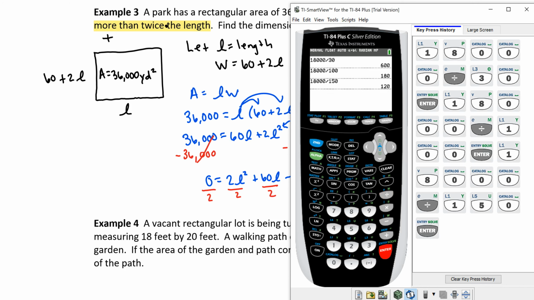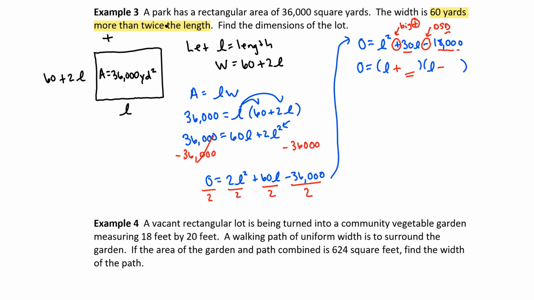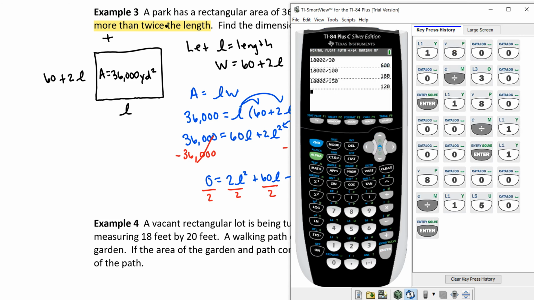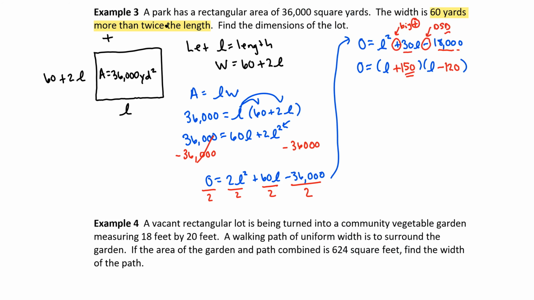150 and 120 are the two factors there, and they do have a difference of 30, so we have found our winners. Remember, the biggest one has to be positive, so we're going to put 150 here and 120 here. Did I remember that correctly? Yes, 150 and 120.